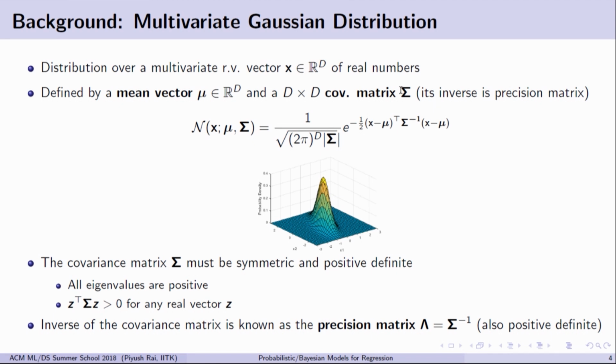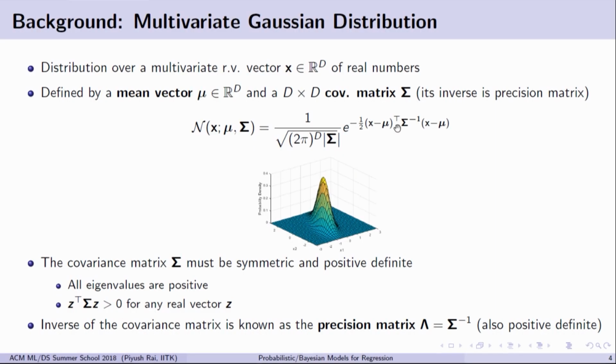The form of the Gaussian distribution is again 1 by square root of 2 pi to the power d times the determinant of sigma, times e to the power minus half x minus mu transpose sigma inverse x minus mu. Note that this is similar to the quadratic form of the univariate Gaussian, except that we now have this in a matrix-vector form. So x minus mu is a vector, so we have x minus mu transpose sigma inverse x minus mu, and minus half in the front. So this is the multivariate Gaussian distribution. There are a few properties that this covariance matrix needs to satisfy.